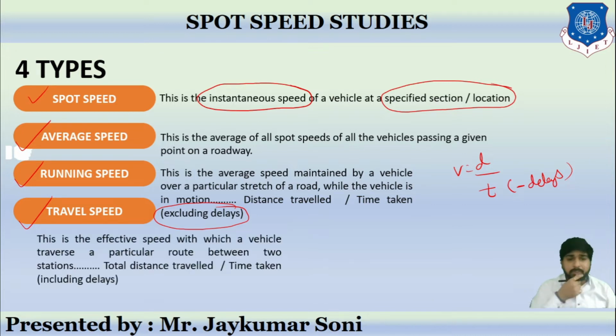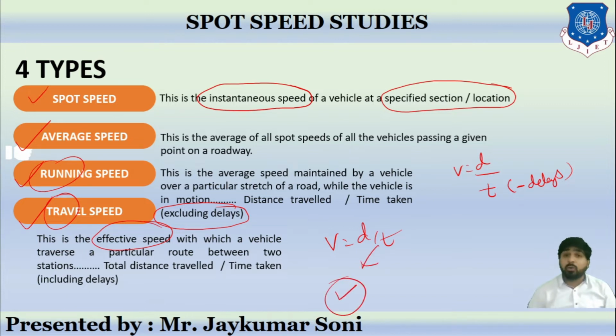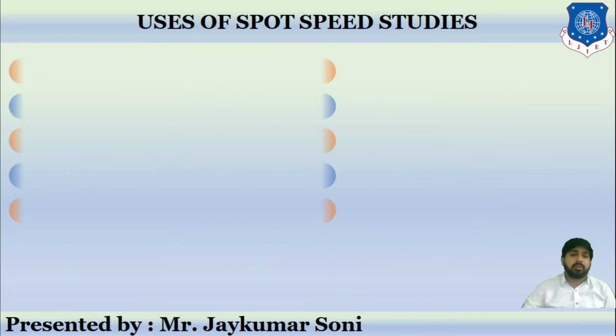And then comes the travel speed. The travel speed is called the effective speed with which the vehicle can traverse a particular route between two stations. What is the difference between running and travel speed? See, this is the basic equation for speed. If I include the travel delay, then it will be called travel speed. If I exclude the delay, then that will be called running speed. So these are the four kinds of speed: spot speed, average speed, running speed, and travel speed.